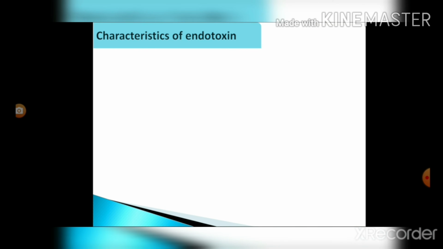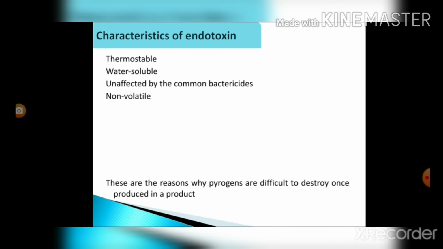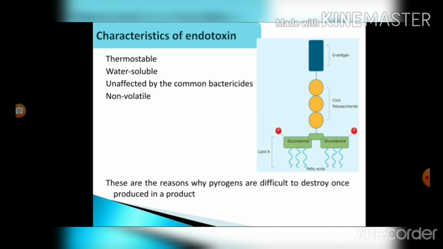Next point, characteristics of endotoxin. The endotoxin is thermostable in nature, it is water soluble, it is unaffected by common bactericides, and it is non-volatile in nature. Because of these characteristics, we are not able to destroy the pyrogens from the products. Now we can see this figure.